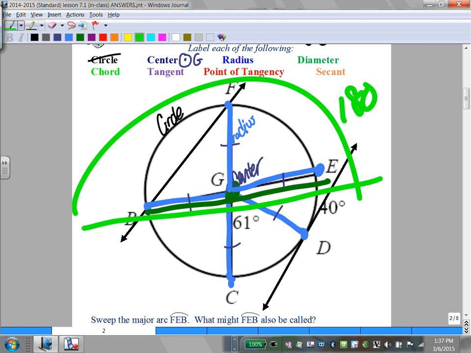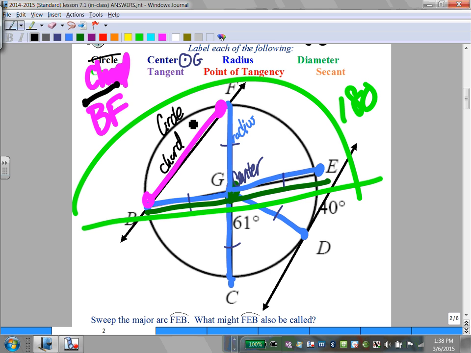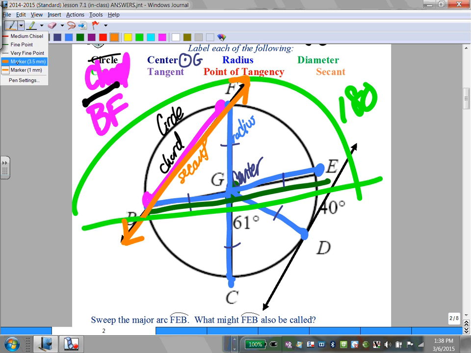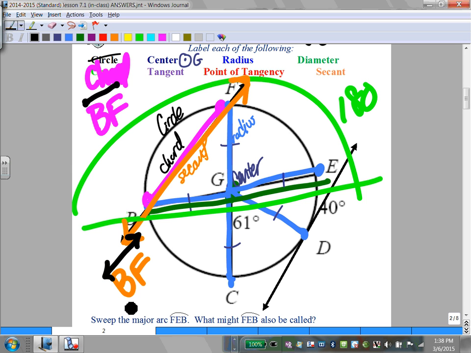Okay? Now, 2 more things here. Chord is right here, B to F. Now watch my notation there. I'm going to do it in black so it's easy for you to see, nice and dark. That's BF, the chord. Now, in orange, this is BF, a secant. Okay, and I'm going to write the notation here. This is BF, the secant. Watch the notation. I'm doing the notation in black again.